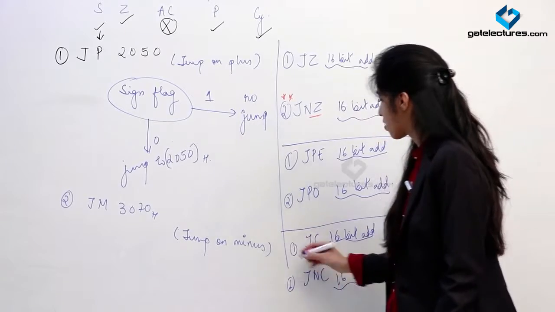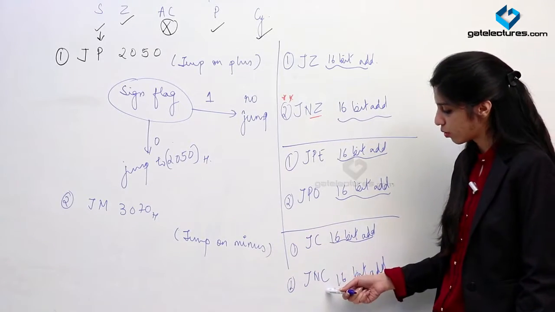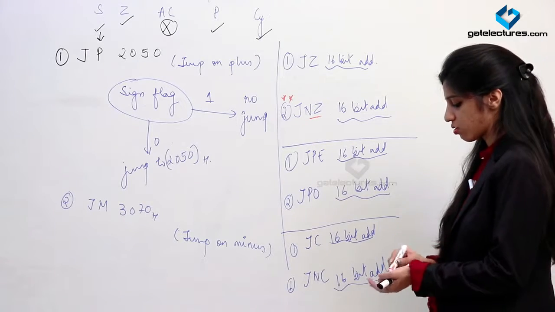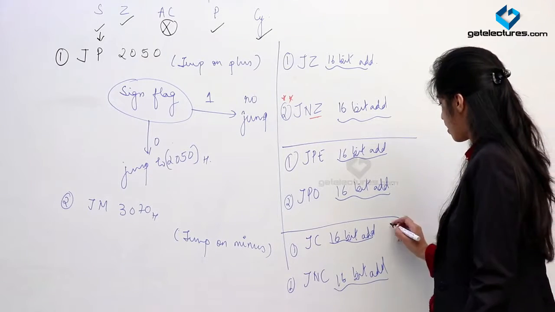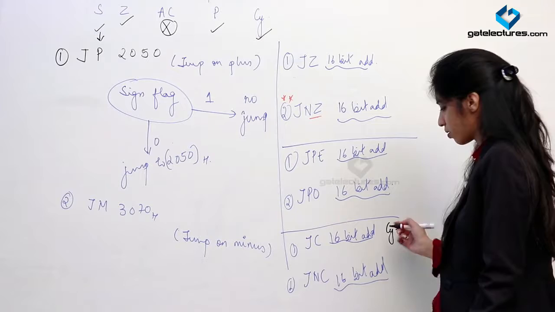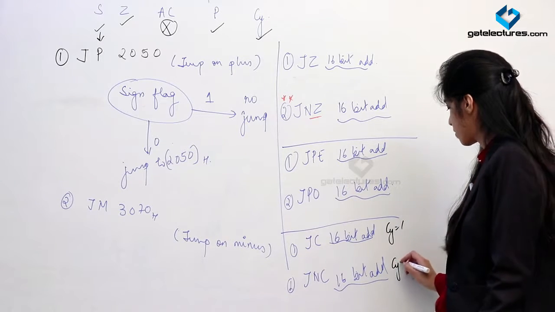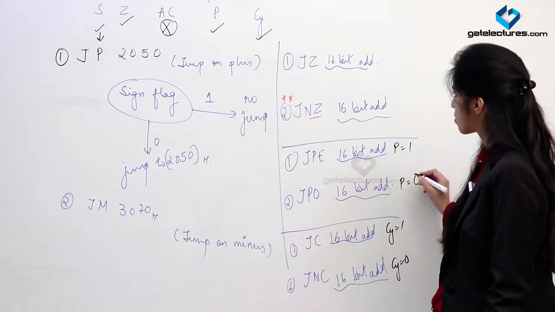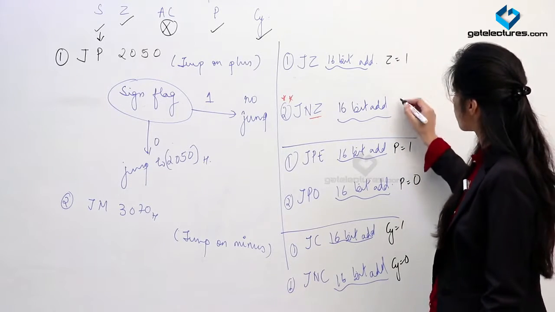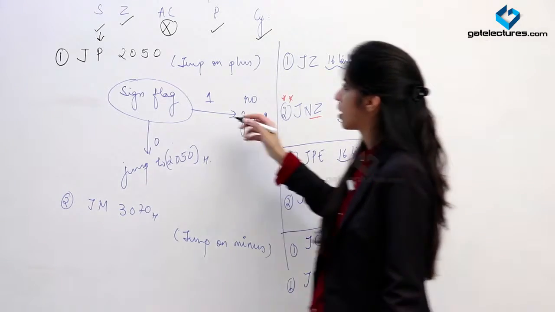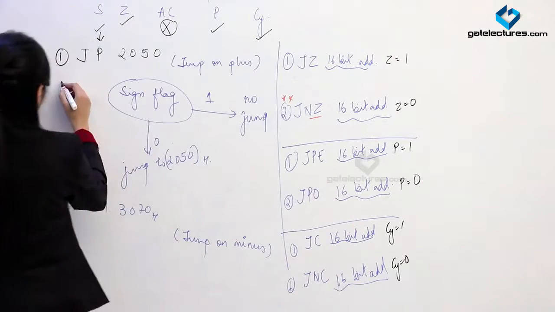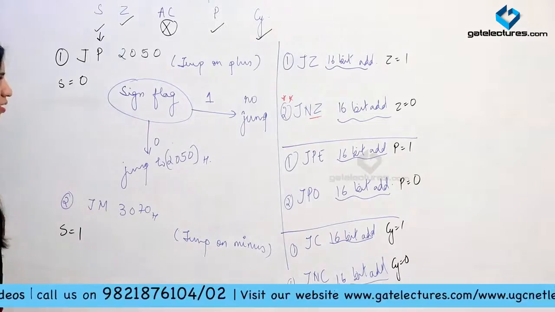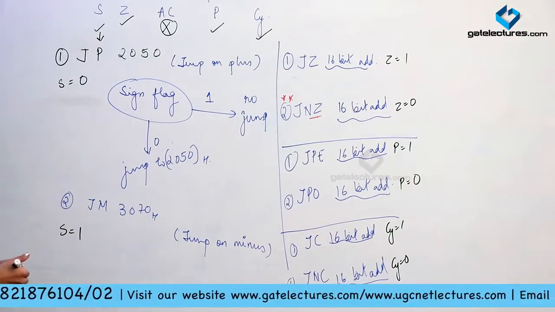Here you jump when the carry flag is 1, and here we jump when the carry flag is 0. We can write the status of flags according to which the jump happens: here the carry flag should be 1, here the carry flag should be 0, here the parity flag is going to be 1, here parity is going to be 0, here the zero flag should be 1, 0, and for plus and minus, S should be 0 here and S should be 1 here. So this is how conditional jump works.